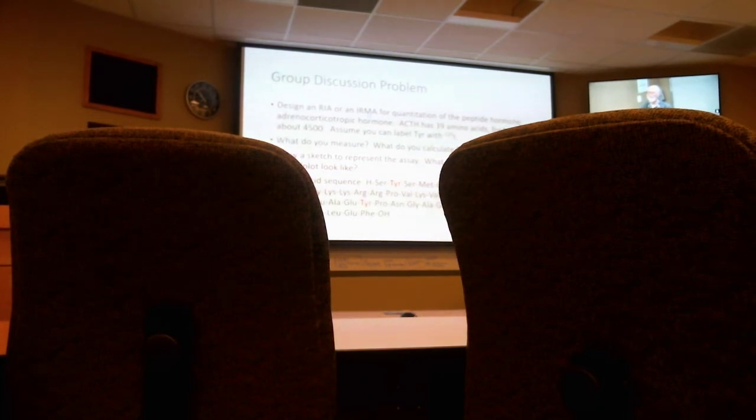Immunoradiometric assay. You have to review your slides. Which one do you want to do? And draw a sketch. Represent the assay. Are you going to see more signal with more analyte, or are you going to see less signal with more analyte? Which way does the curve go? So, a homework problem there.